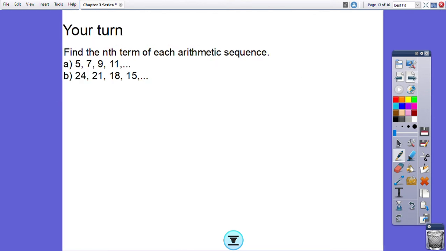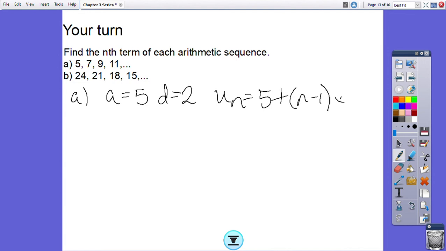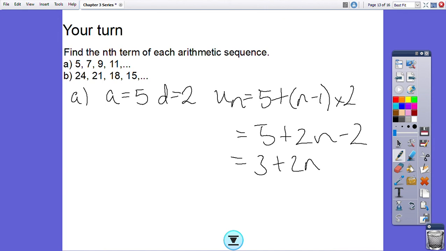Okay, so here you've got a sequence in part A where the first term is 5, so A is 5, and D is equal to 2. So now we have Un is 5 plus n minus 1 times 2, which is going to be 5 plus 2n, take 2. In other words, you've got 3 plus 2n.